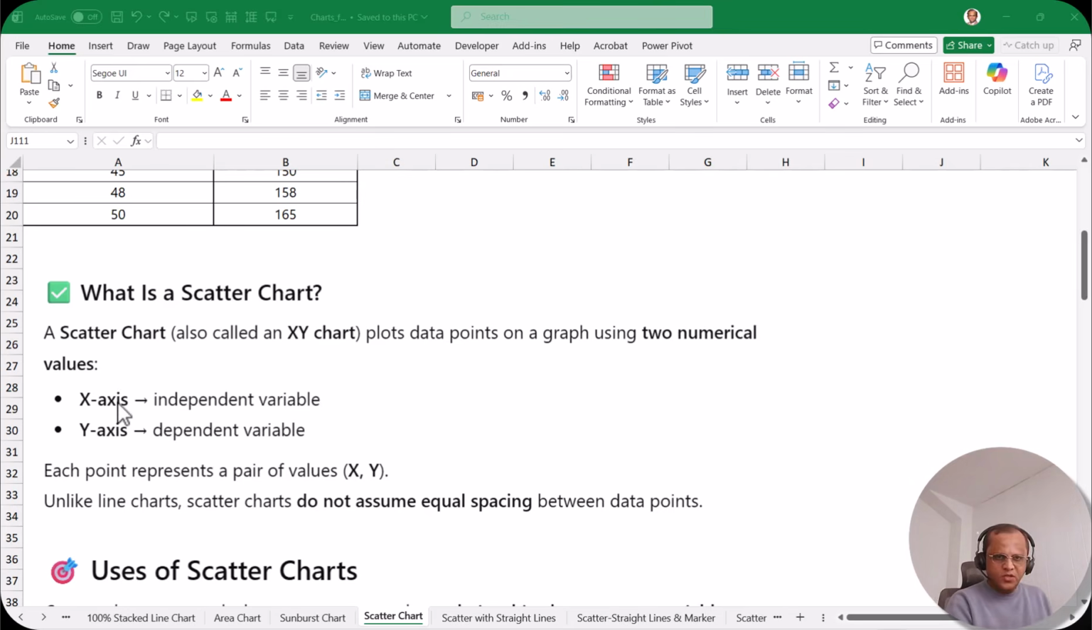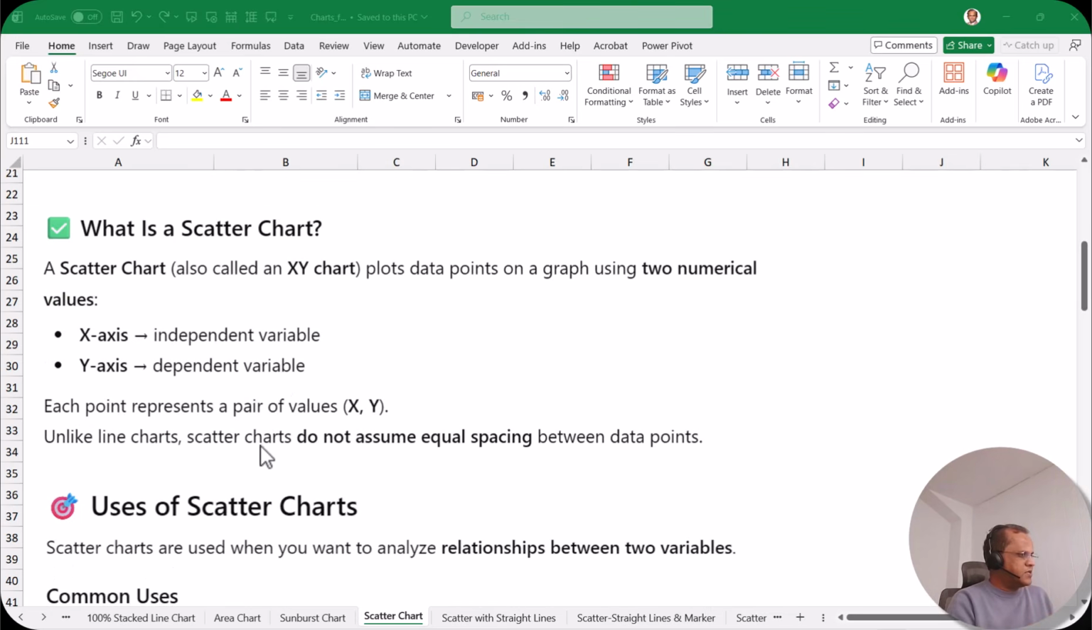We also have the x-axis and y-axis here. The x-axis is the independent variable and the y-axis is the dependent variable. Each point represents a pair of values. So whatever point we plot on the scatter chart, it will show you one value of x and one value of y. Unlike line charts, scatter charts do not assume equal spacing between data points.